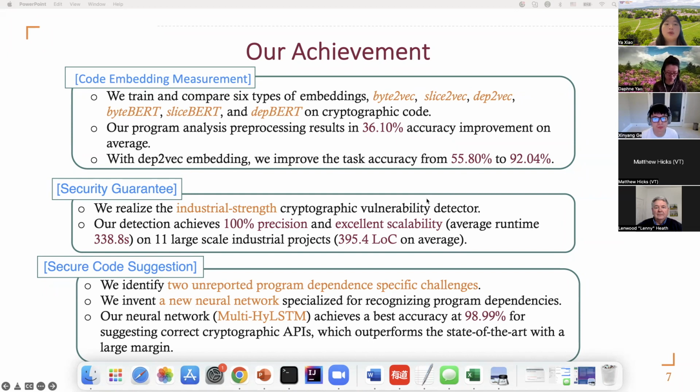And furthermore, we realized an industrial-strength cryptographic vulnerability detection tool that is highly accurate and efficient with large-scale code screening. It guarantees that the code we feed into neural networks is secure. Finally, we make contributions by recognizing and addressing the program dependence specific challenges. With our specialized neural network design, our solution, referred to as multi-head LSTM, achieves the best accuracy, around 99%.